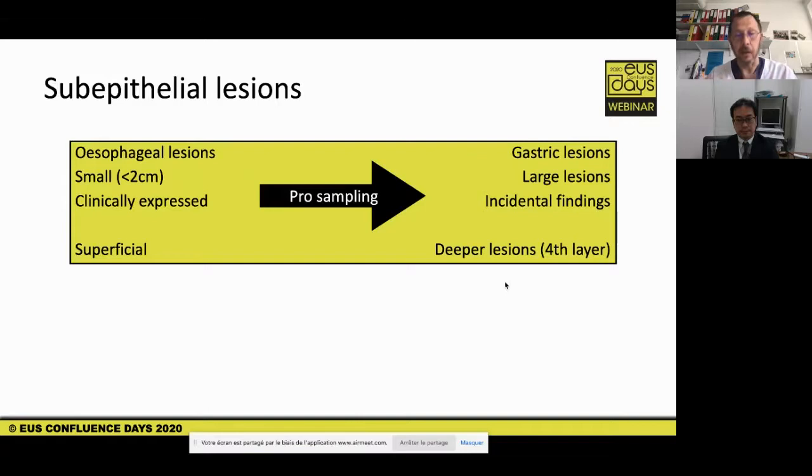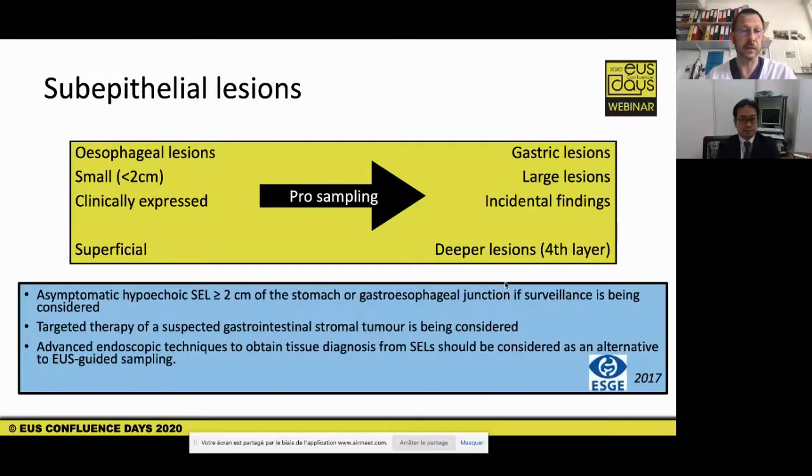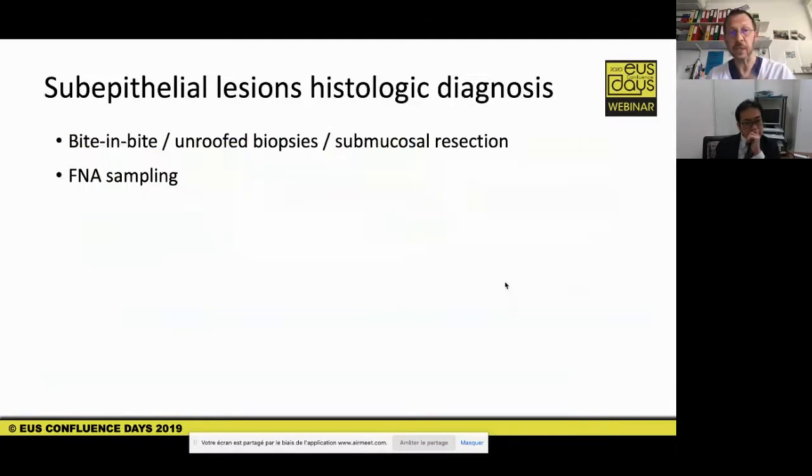And again, on the opposite, an incidental finding will be more prone to be sampled compared to a clinically expressed lesion, because a clinically expressed lesion will certainly send the patient for surgery. So the place of doing a pre-surgery diagnosis is not really mandatory. And for a superficial lesion, there are other means of sampling compared to FNA, and that's what the ESGE told us, that there are also other techniques to obtain a diagnosis from cells. These are bite-on-bite, unroofed biopsy, or submucosal resection.